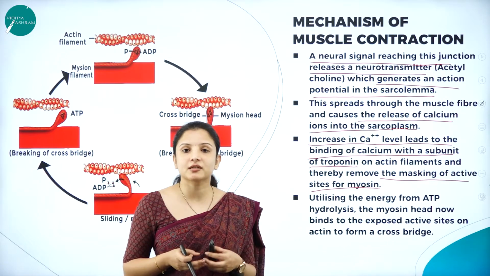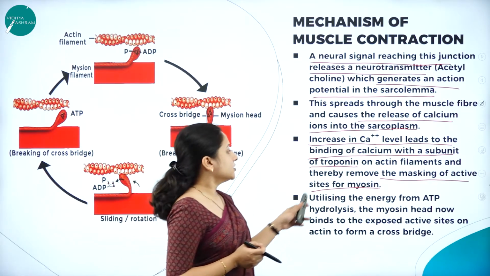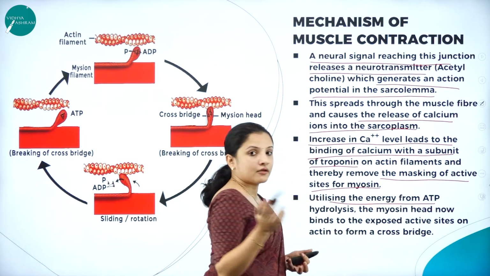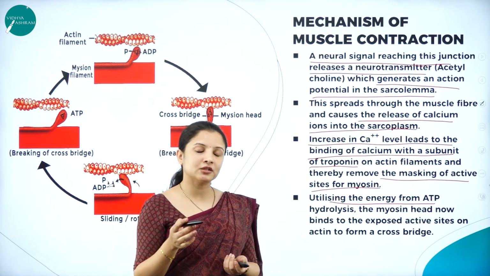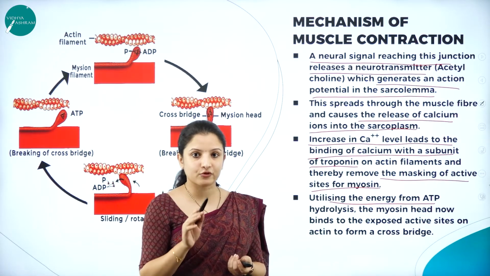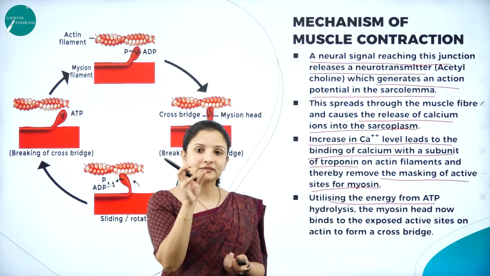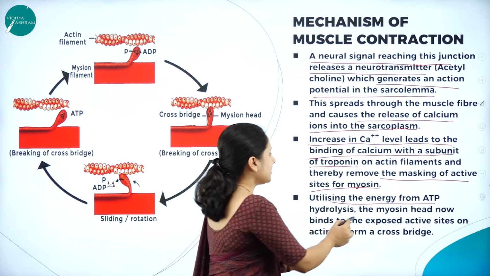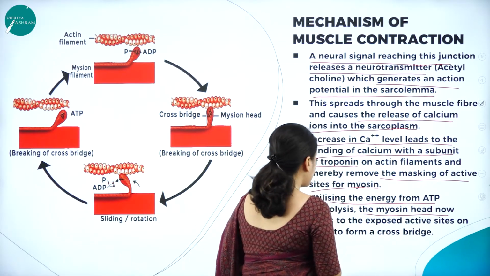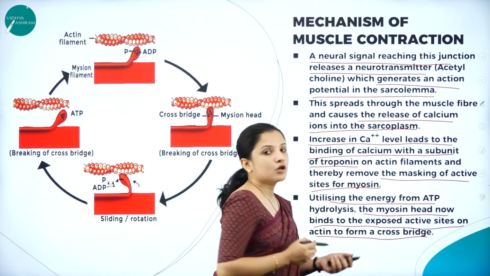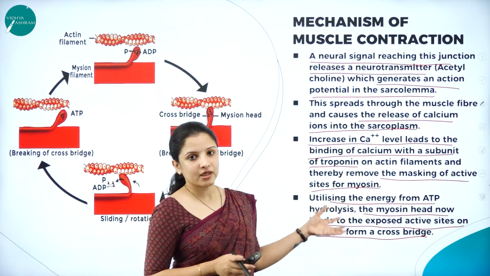The muscle will return back to the relaxing state here. So, utilizing the energy from ATP, and from where is ATP produced? ATP is produced in the globular head of the myosin protein, right? That ATP's energy will be utilized by these actin filaments, and the myosin head now binds to the exposed active sites of the actin to form a cross bridge. So, this is what actually occurs.